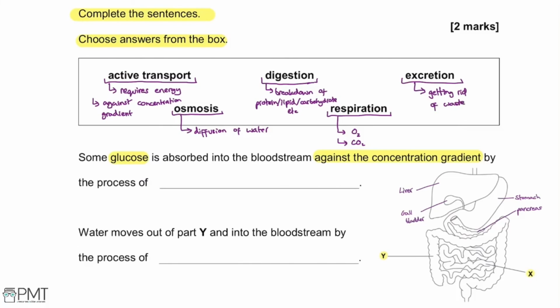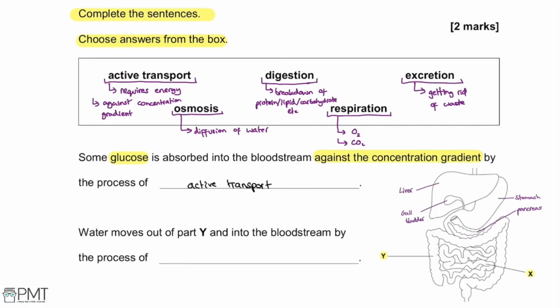So again, the question is saying some glucose is absorbed into the bloodstream against the concentration gradient by the process of active transport. That should be your answer there, because we're going against the concentration gradient, that's the main clue.